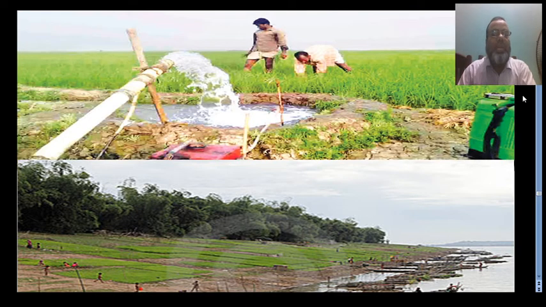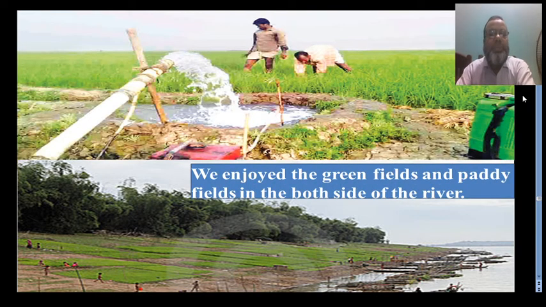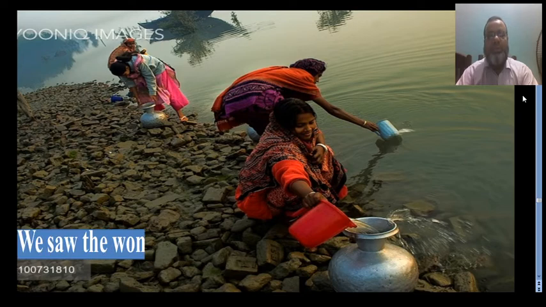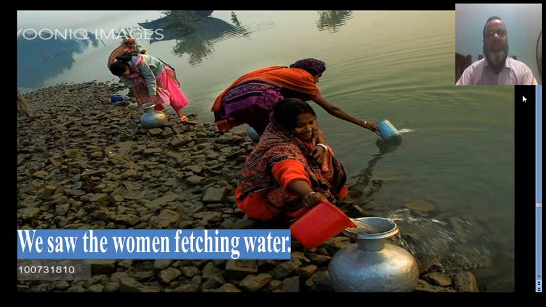Now, what can you see in these two pictures? We enjoyed the vast green fields, and paddy fields on both sides of the river. What can you see in this picture? We saw the women fetching water from the river into their jars.